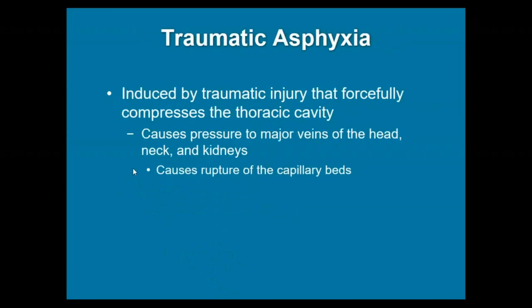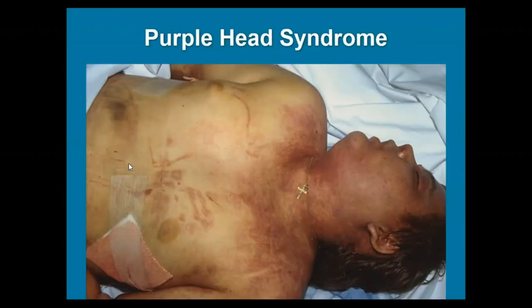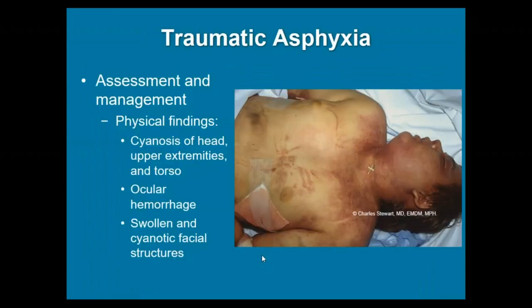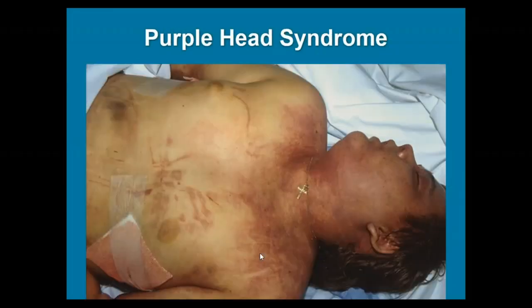And okay, I want to come back to how we treat it. Here's what it looks like. It's also called traumatic asphyxia or purple head syndrome. You can see this in a patient with a massive MI also. You walk in and here's this dead person who's purple, kind of purple blue from the nipple line up. It is kind of freaky to see.